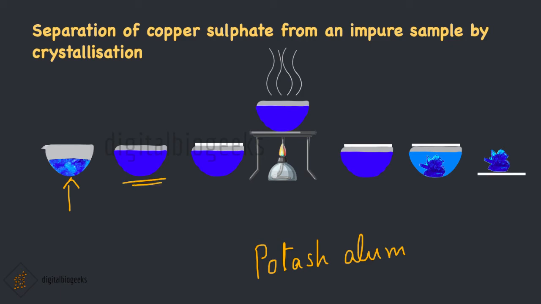Now dissolve the alum in a minimum amount of water. Add 2 drops of sulfuric acid to it. Then heat the solution. Filter the solution through a filter paper. Transfer the solution into another beaker and allow it to cool down. We can see the formation of crystals of alum in the solution. Drain the water and dry the crystals using filter paper. Thus, by using crystallization, we get pure alum.